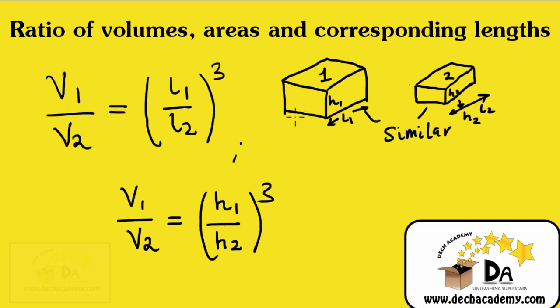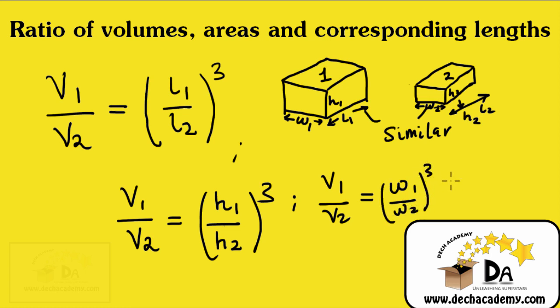Similarly, if you had this other dimension, which I could call a width, so this would be width 1, and this would be width 2, so that dimension of that side is the width of cuboid 1. The volume of cuboid 1 divided by the volume of cuboid 2 is equal to the width of cuboid 1 divided by the width of cuboid 2, all cubed.